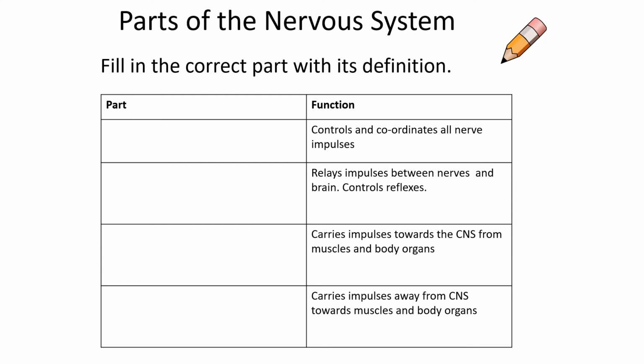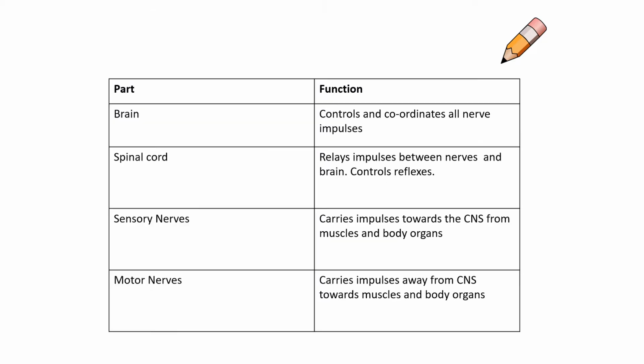You should now know all about the nervous system and you should be able to pause the video and fill out the table before I go over the answers. So, the answers are that the brain controls and coordinates all nerve impulses. The spinal cord relays impulses between nerves and brain. It controls reflexes. The sensory nerves carry impulses towards the CNS from muscles and body organs. The motor nerves carry impulses away from the CNS towards the muscles and body organs.